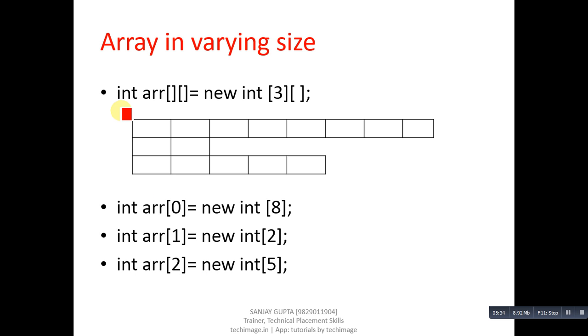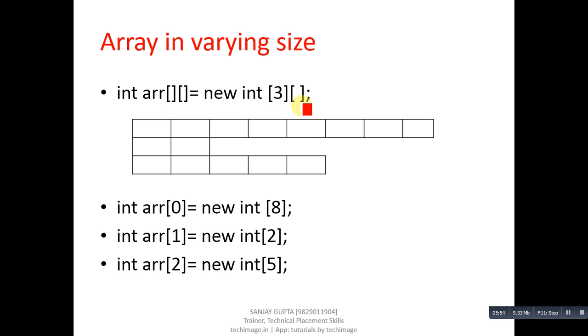Next is arrays of varying size. This is new in Java. It is not available in C and C++. Here int arr[][] equals new int[3][] with an empty square bracket is written. Here I have mentioned only the row quantity. The column quantity is not given.